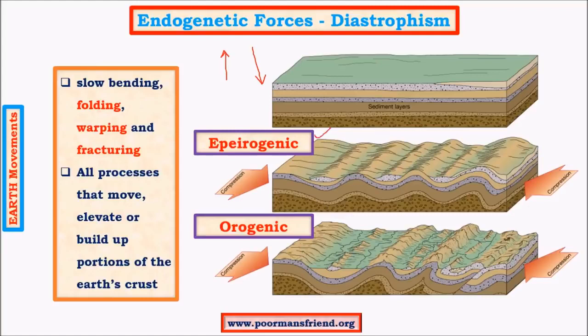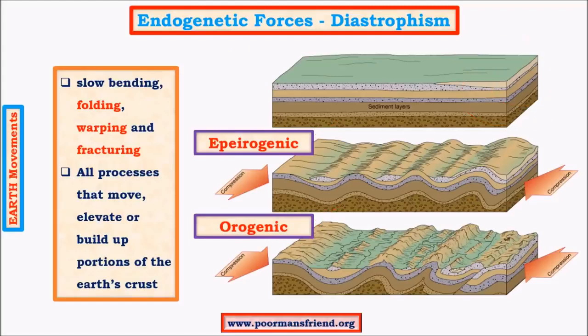Epeirogenic movements mainly occur within the crustal interior of the tectonic plate, whereas the orogenic movements occur at the margins of the tectonic plate. Let us consider this to be a tectonic plate. Let us say this is the Indo-Australian plate. Then the interior part of the plate would undergo epeirogenic movements, whereas the margins would undergo orogenic movements. So what is the difference?